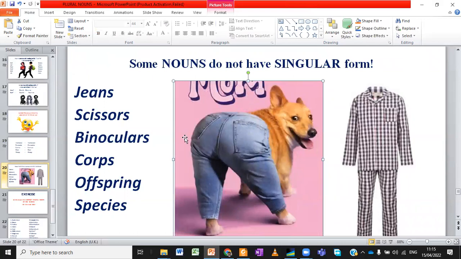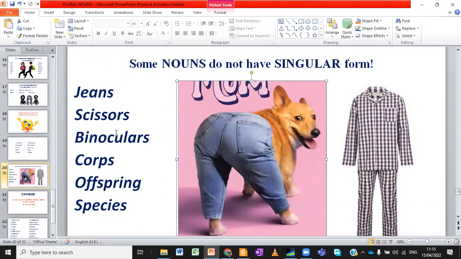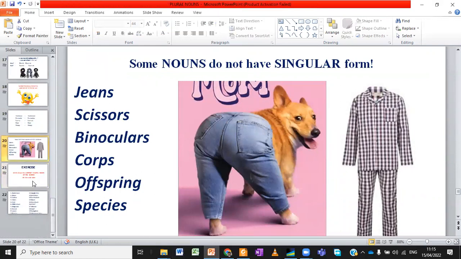nouns that do not have singular form. They are plural. Jeans, it's called jeans because they come in pairs. There are two. Scissors, they are also two. Binoculars, they are two. Core, this is not corpse, this is pronounced core. So it does not have a singular form. Offspring does not have an S for plural. It's just offspring is offspring. Species is species.